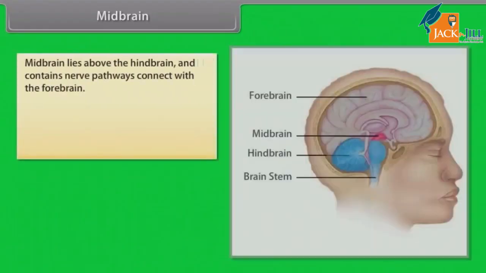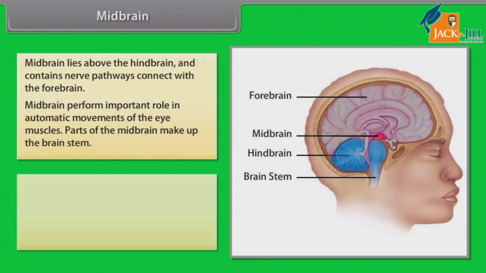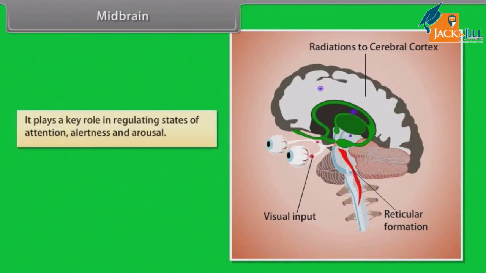Midbrain. The midbrain lies above the hindbrain and contains nerve pathways connected with the forebrain. The midbrain performs an important role in automatic movements of the eye muscles. Parts of the midbrain make up the brain stem. The reticular formation is a web-like network of neurons that rises from the hindbrain and passes through the midbrain to the thalamus in the forebrain. It plays a key role in regulating states of attention, alertness and arousal.